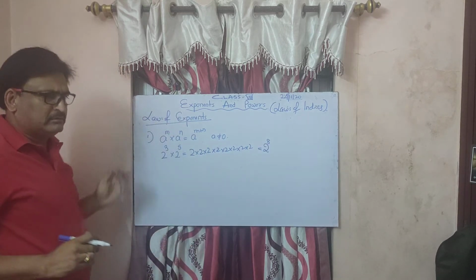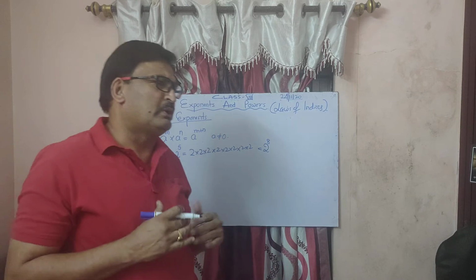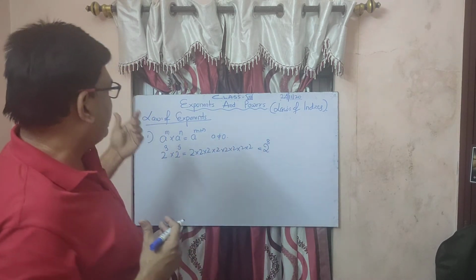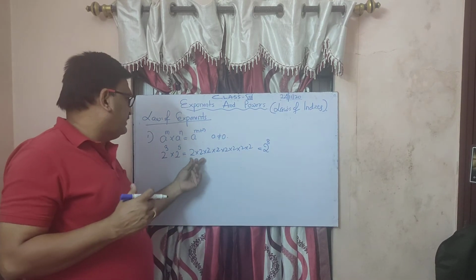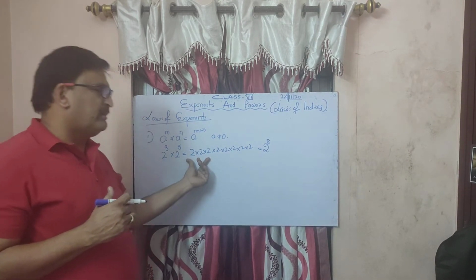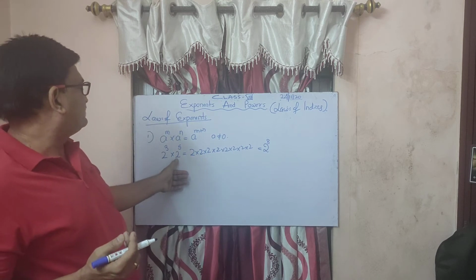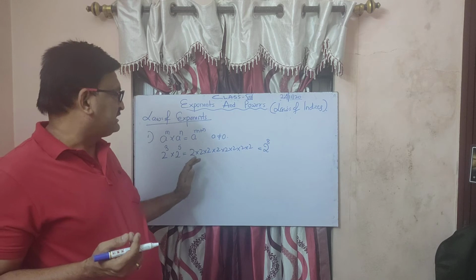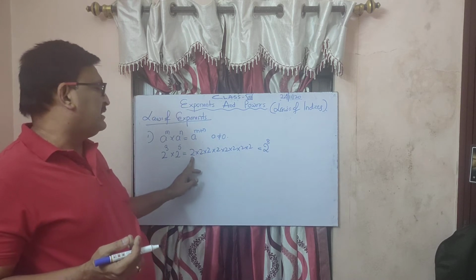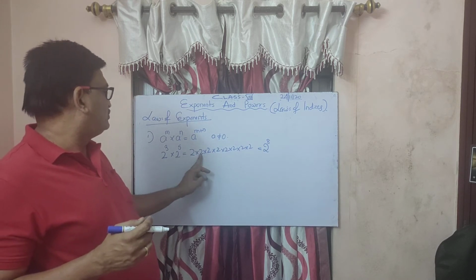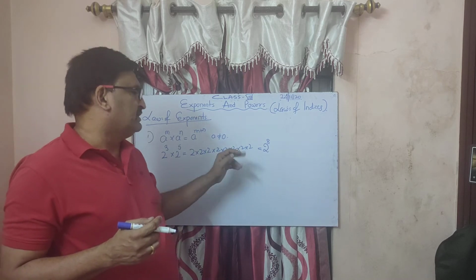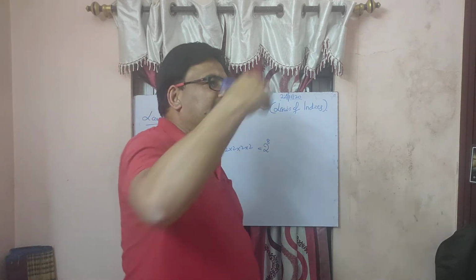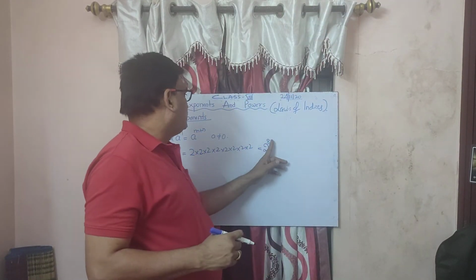Now let us consider that we don't know the formula, we don't know the law. Then how might we have solved it? First of all, we expanded 2 to the power 3, that is 2 multiplied 3 times, and afterwards 2 multiplied 5 times. After expanding it, we counted the numbers 1, 2, 3, 4, 5, 6, 7, 8. So 2 is repeated 8 times. So you can write 2 to the power 8.